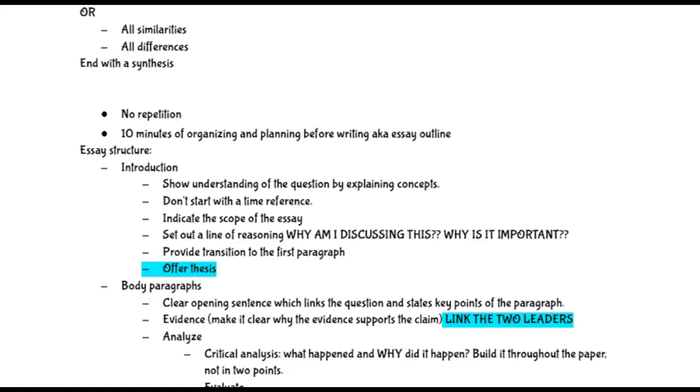You need to provide a transition into the first paragraph so that it logically makes sense. And you should use a thesis. Follow the template for a thesis statement, something to something because of X, Y, and Z. You're going to be good to go if you follow that.